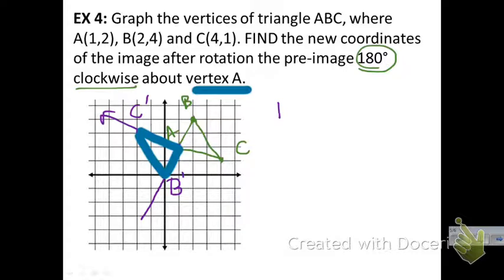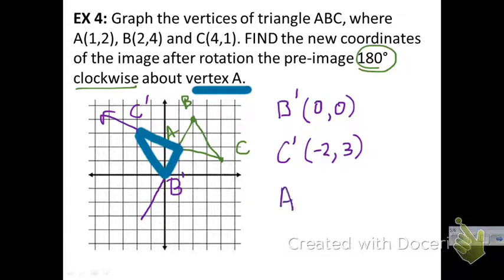A obviously stays the same, so B prime then becomes over 0, up 0, and C prime is back 2, up 3. And then I guess we could write A prime. A prime and A are the same.